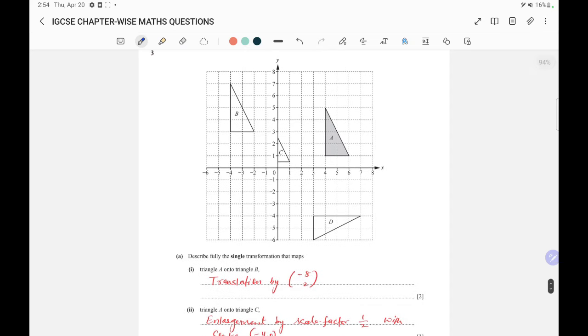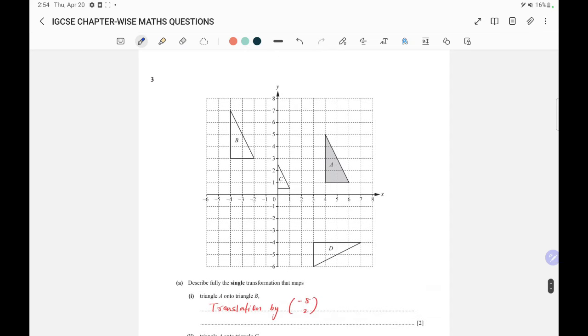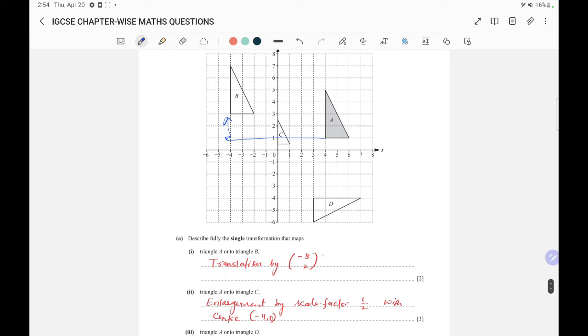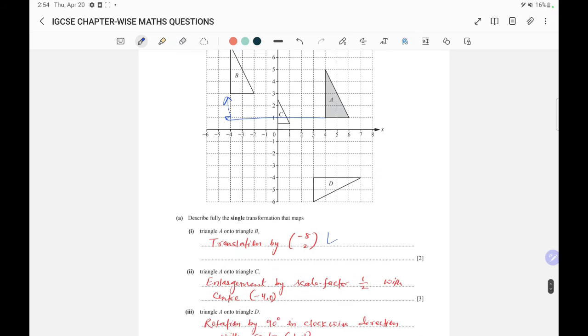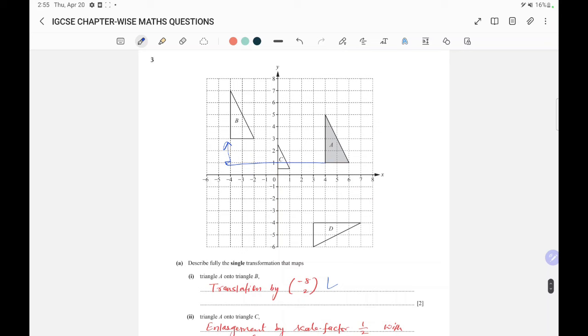It's simple. Now triangle A onto triangle B. Now it is shifted in left direction, then going up. Just check, 8 units left and 2 units above. So translation by -8, 2. Triangle A onto triangle C. It looks like enlargement.